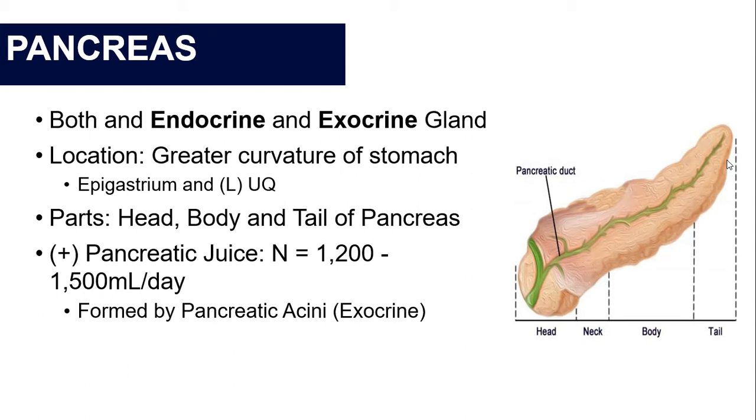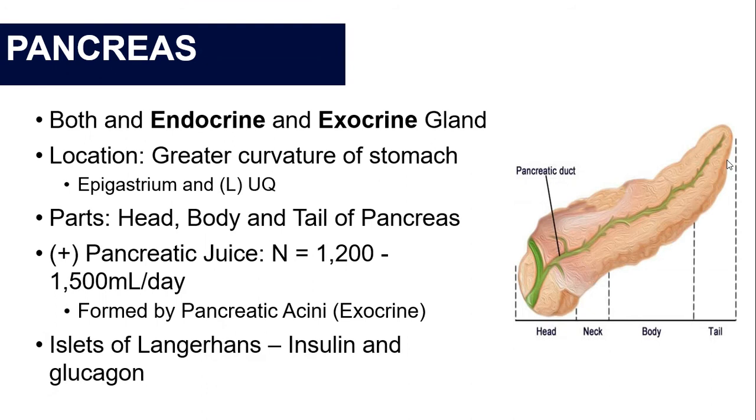Now, aside from the exocrine gland, it's also an endocrine gland. The endocrine portion of the gland, the pancreatic islets, or the islets of Langerhans, produce the hormones insulin and glucagon, which play a key role in carbohydrate metabolism.